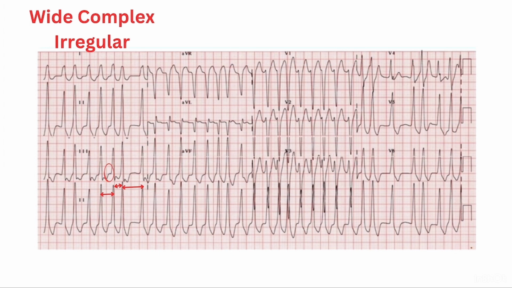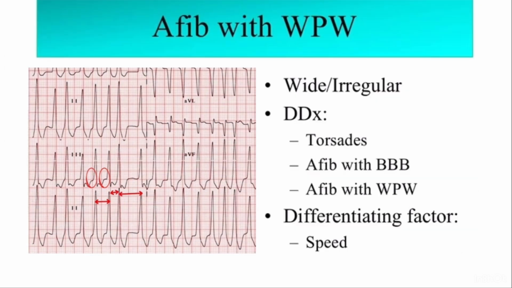The 3 differentials are 1. Torsades de pointes, 2. Atrial fibrillation with WPW syndrome, 3. Ventricular tachycardia. Diagnosis, atrial fibrillation with WPW syndrome, confirmed by irregular rhythm and delta waves. Avoid AV nodal blockers here.